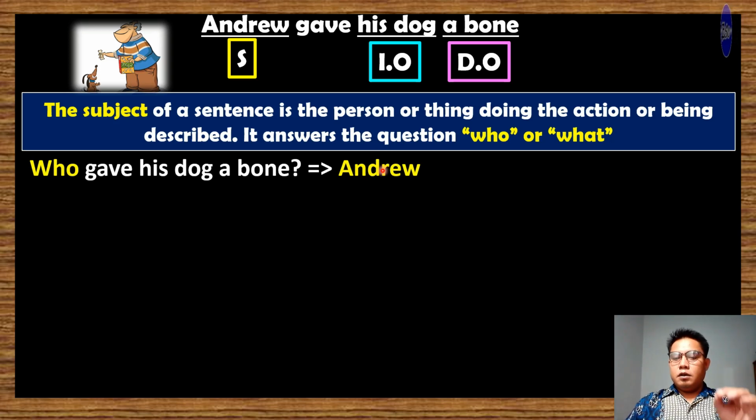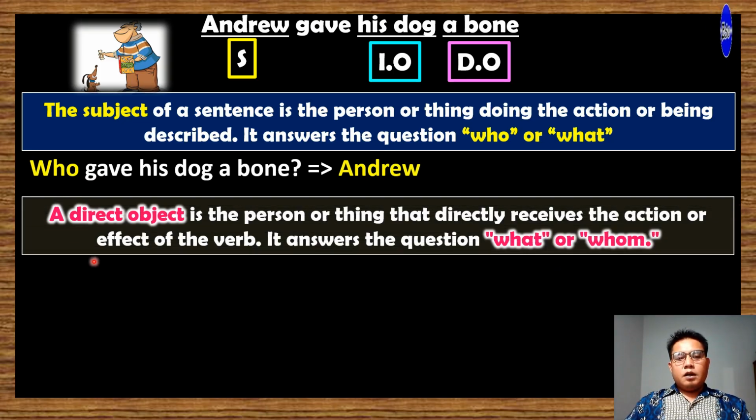By asking, if the subject of the sentence is a person, then we ask by using the WH question who, while if the subject of the sentence is a kind of thing or animal, then we ask the question by using what. In addition, a direct object is the person or thing that directly receives the action or effect of the verb. It answers the question what or whom.